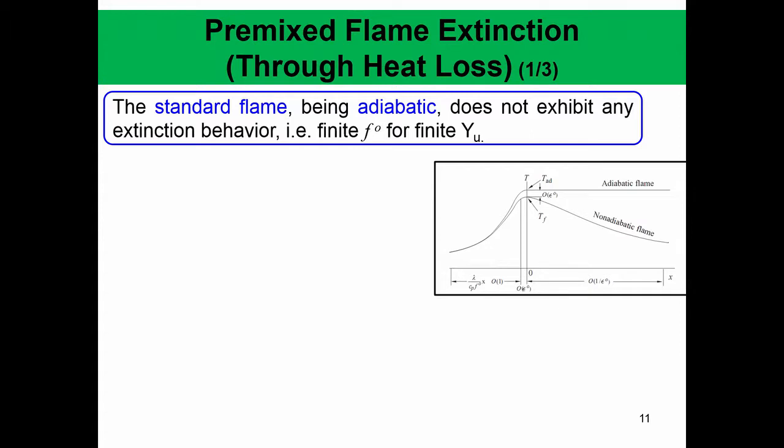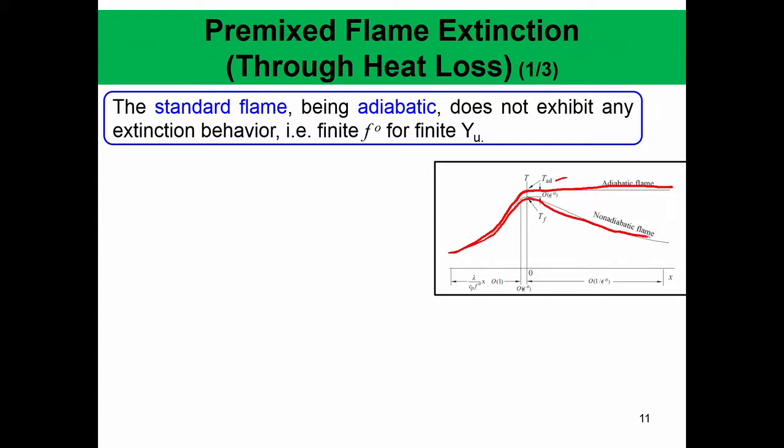As we have seen before, the standard flame, which is the planar laminar premixed flame in an adiabatic condition, does not exhibit any extinction behavior as such. So for finite Yu, that is the unburnt fuel mass fraction, if it is a lean premixed flame, you have a finite F0, whose expression I already told you. But now, this was the adiabatic flame which we initially had, and this is the adiabatic flame temperature essentially. Now instead of that we have a flame in which there is some heat loss.